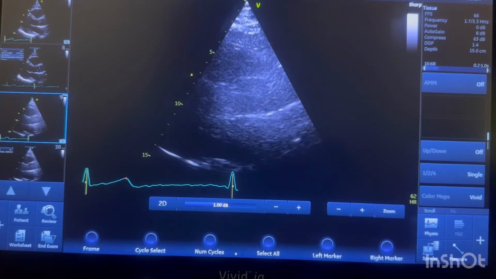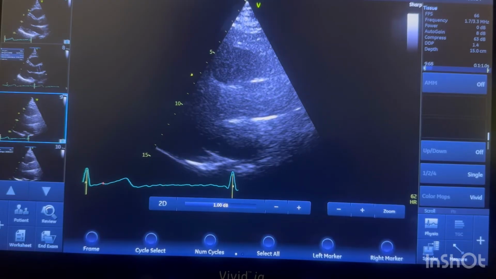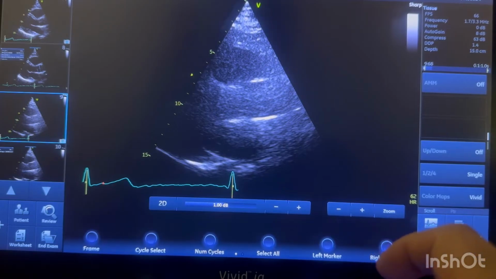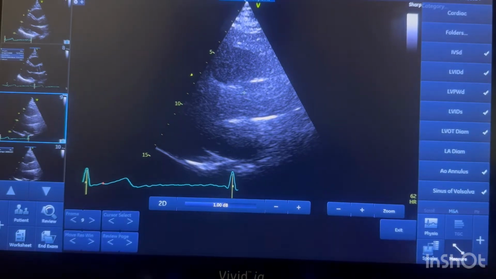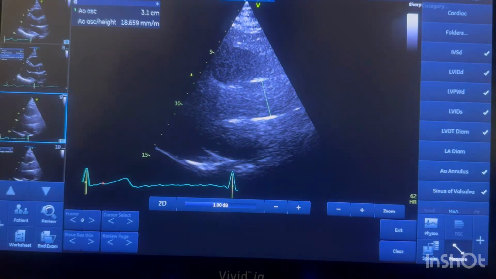For the ascending aorta, some books say that you should measure it in diastole. Some books say that you should measure it in systole. Ideally, you should measure it wherever you are seeing the bigger size of the ascending aorta, okay? So I see the bigger size here. This is in systole, by the way. So I'll measure it from here till here. This is internal dimension, internal to internal, okay? Inner edge to inner edge. You are not going from outer to outer. You are going from inner edge to inner edge. So this is your 3.1, okay?